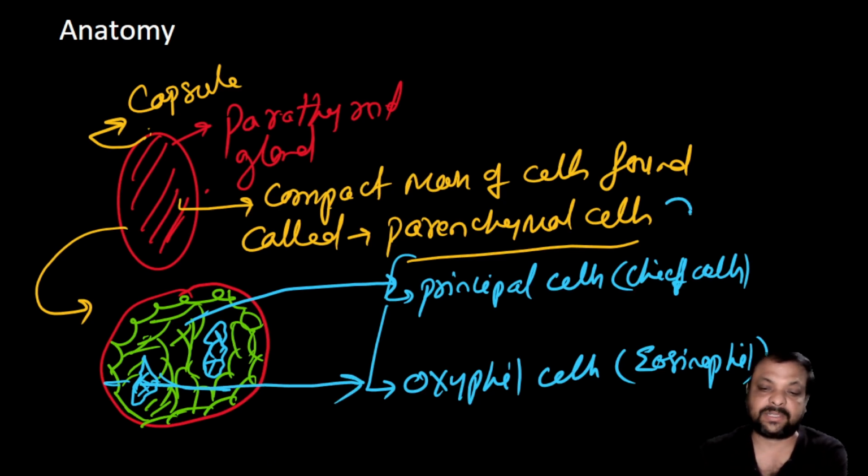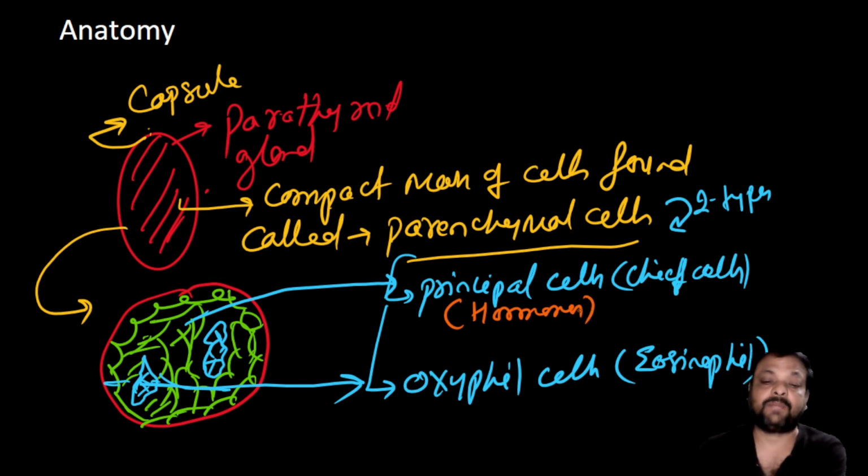So parenchymal cells are of two types. Got it? Most of the hormones are produced by these. All the hormones of the parathyroid gland, the parathormone, are produced by the principal cells or chief cells, whereas oxyphil cells are present but their function is not yet known.